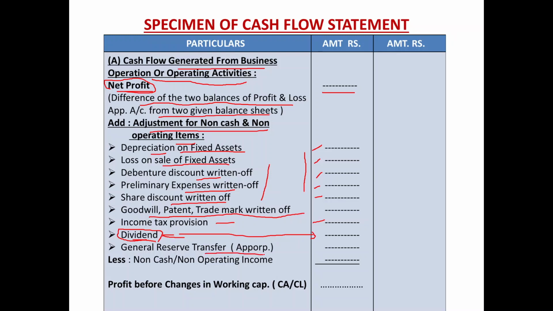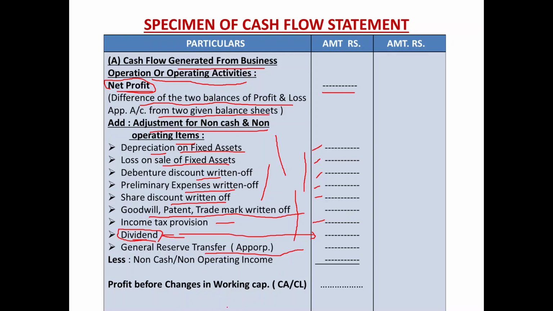General reserve transfer, it indicates the appropriation of profit. It is a non-cash item, it is a non-operating item, and that is why should be added back in the current year's profit. So these were the items that we discussed, the nature of which either was the non-cash or non-operating, and we added back these items in the current year's net profit once again to decide the cash profit generated only from business operation.